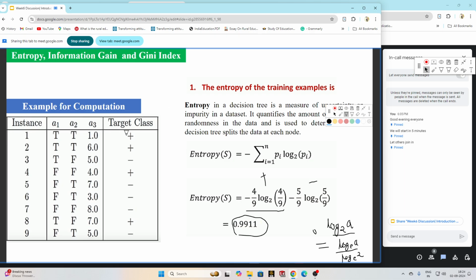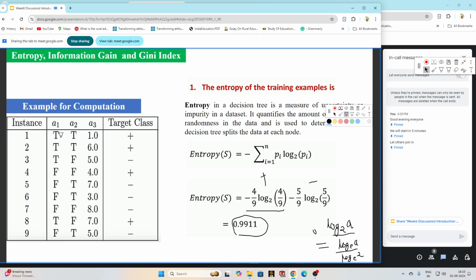Now what about our target class? If we only talk about true, then we have 4 true examples, and this attribute is contributing to the output. Whenever we look at the output, out of these true examples, we are getting a positive predicted output in only 3 cases.